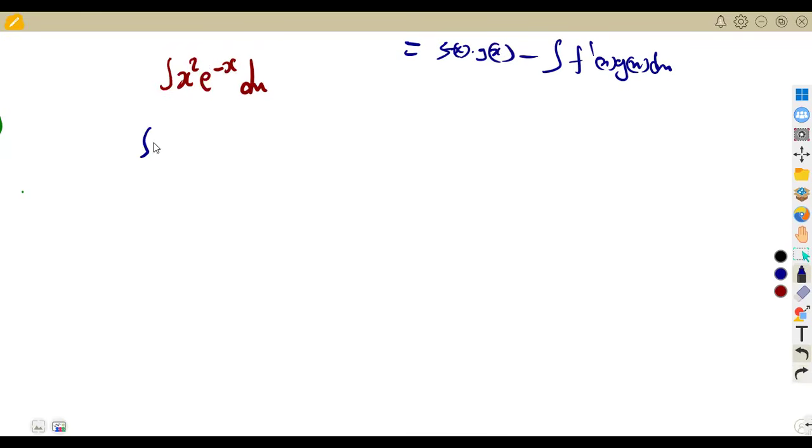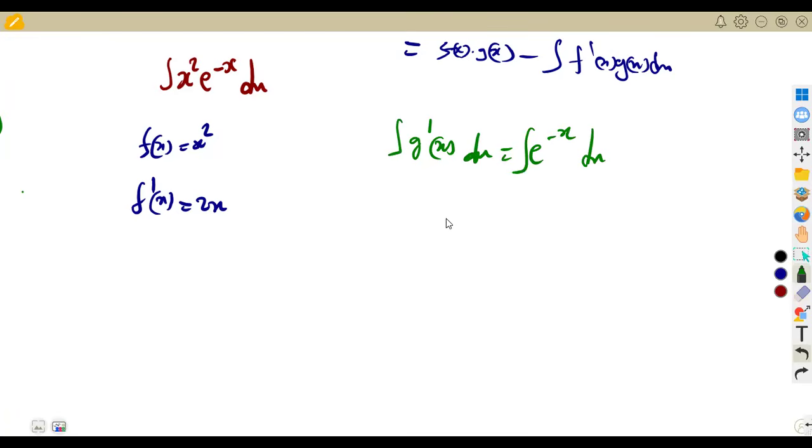So f(x) being our algebraic function, you're going to take the algebraic, which is x squared. That's going to be the first derivative from this function here. We need the first derivative, that is 2x. Then g prime x, which is the exponential, and I think we talked about this. So this one, guys, is just a repetition: e to the exponent of minus x dx.